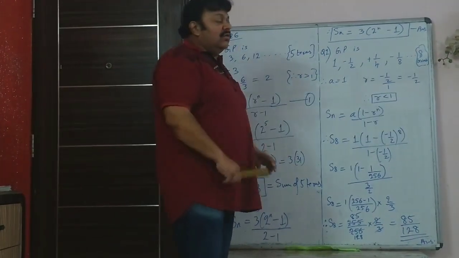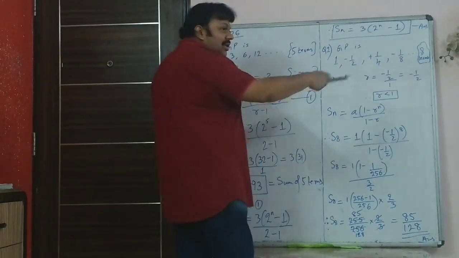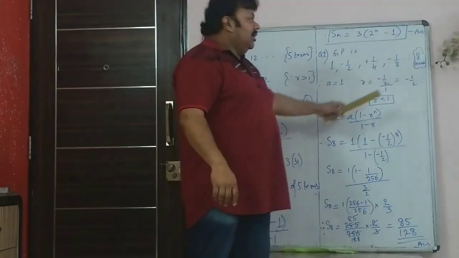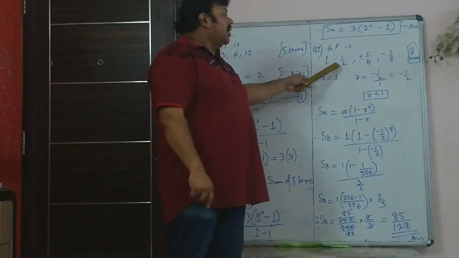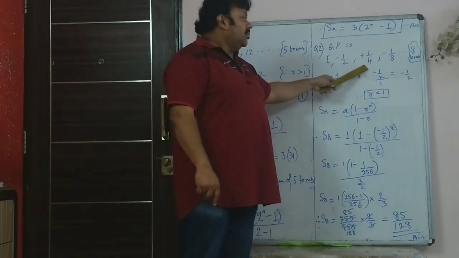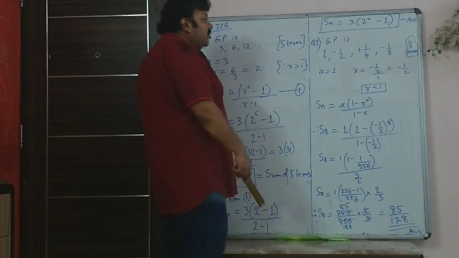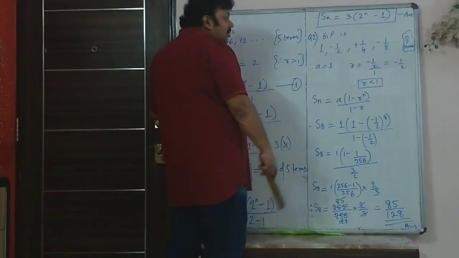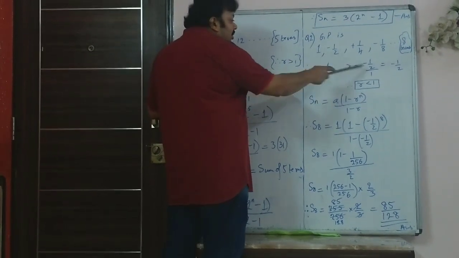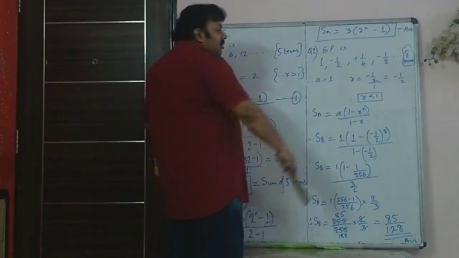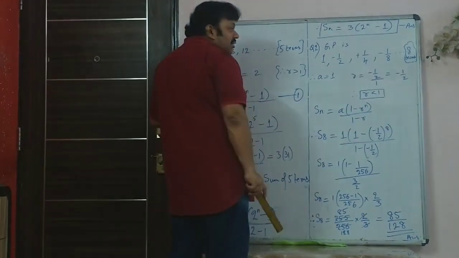Now the second question, you have the GP 1, minus half. You are asked to find the sum for 8 terms. So the first term is 1, the second term is minus half, the third term is 1 by 4, the fourth term is minus 1 by 8, and so on. Now we have to find the sum of n terms. First of all, A is 1 and R, second term upon first term, is minus half. So this number is less than 1. So R is less than 1.